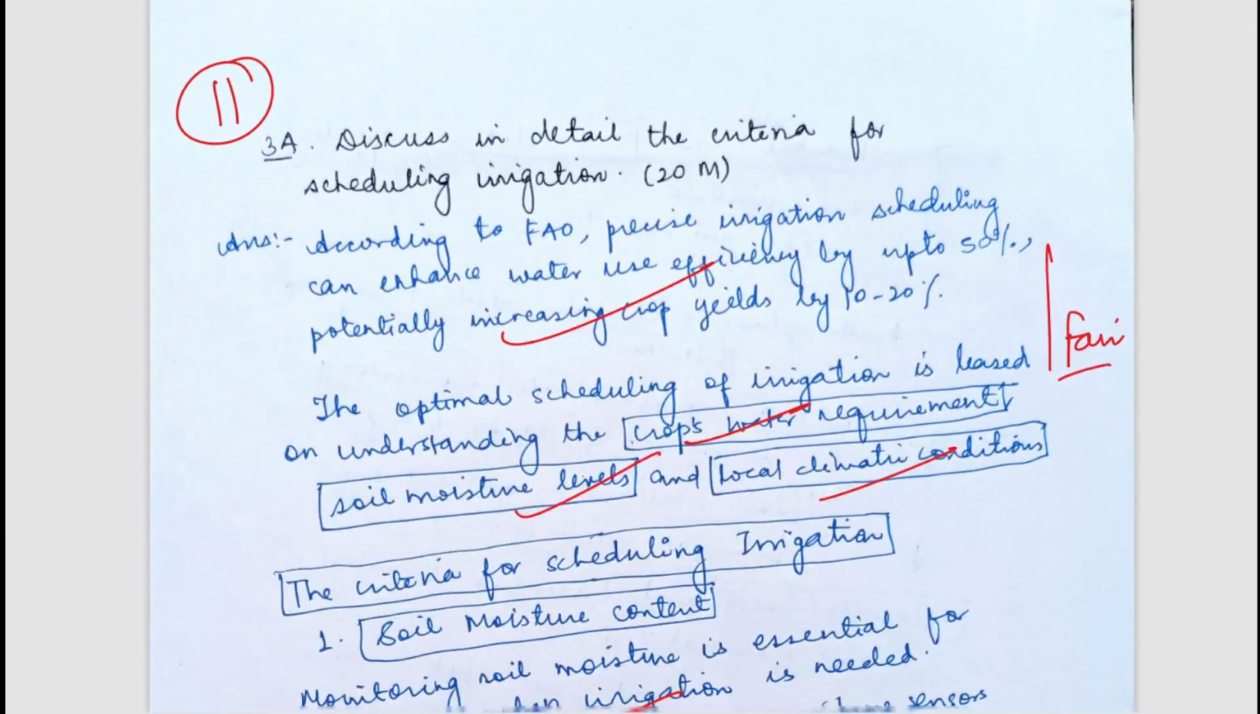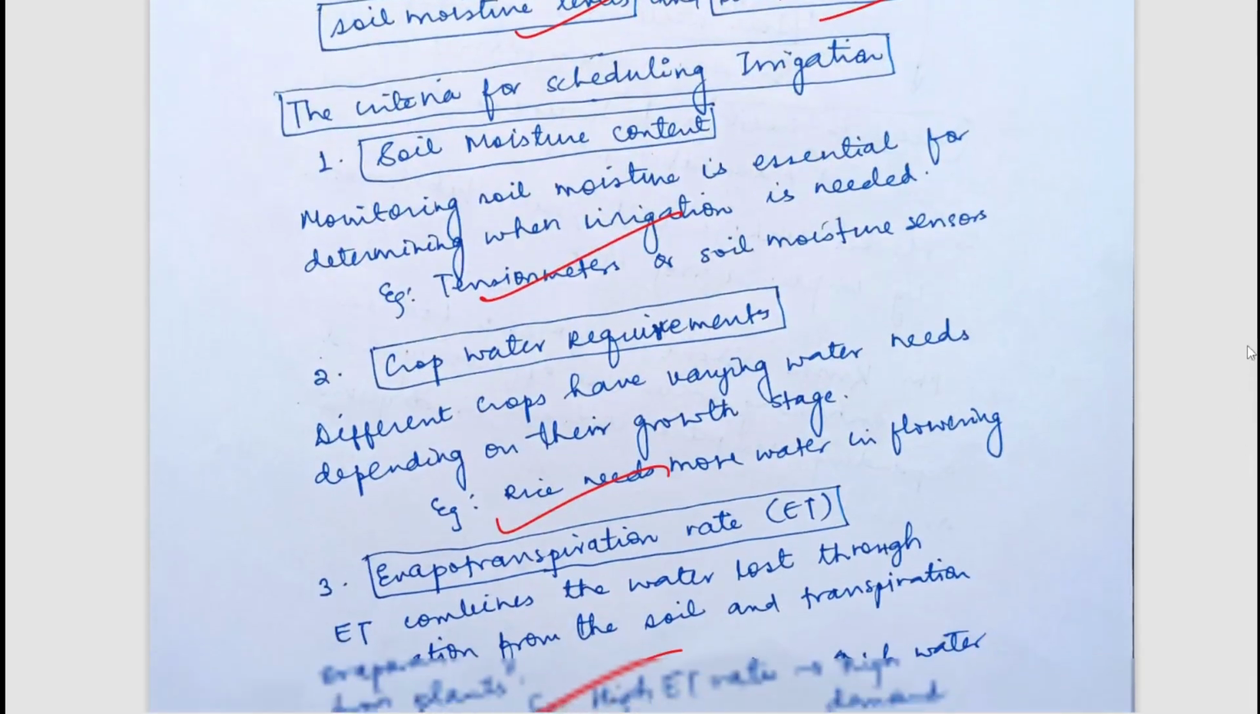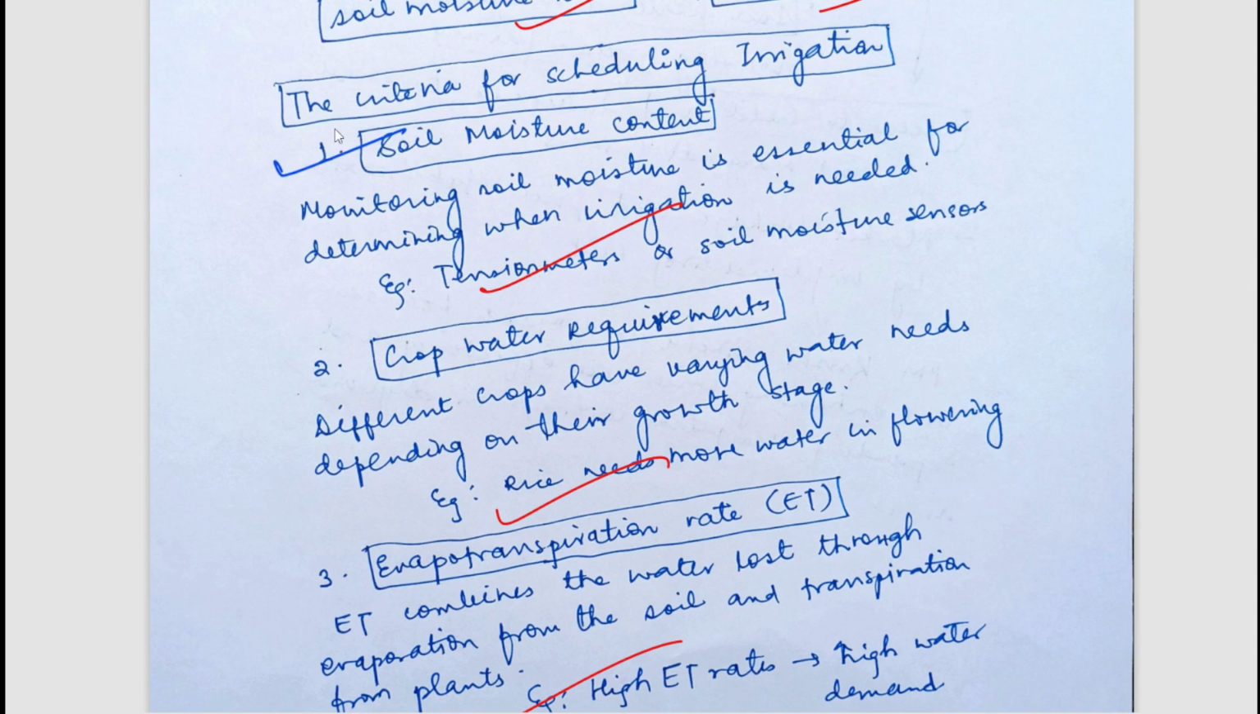The next question is: discuss in detail the criteria for scheduling irrigation. We all know that irrigation should be scheduled at different times, so that the water use efficiency increases and the requirement of crops at different important stages is met. So what are the criteria which are important for scheduling irrigation? First of all, we will see the soil moisture content.